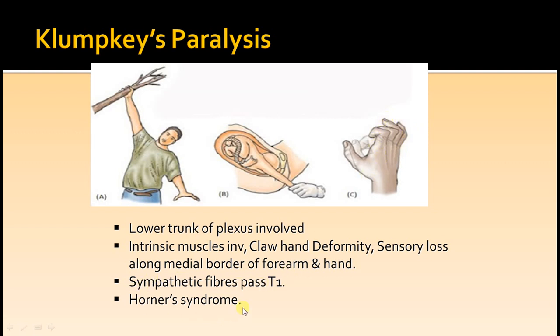And Horner syndrome, because the sympathetic fibers to T1 are damaged. If you remember the structure of the spinal nerve, each spinal nerve is connected to the sympathetic trunk by two roots, gray and white rami communicantes. The sympathetic ganglia of the lower cervical ganglion and the T1 ganglion are involved in the sympathetic supply to the upper limb. So if you see Horner syndrome, then naturally the lower trunk of brachial plexus is also involved.